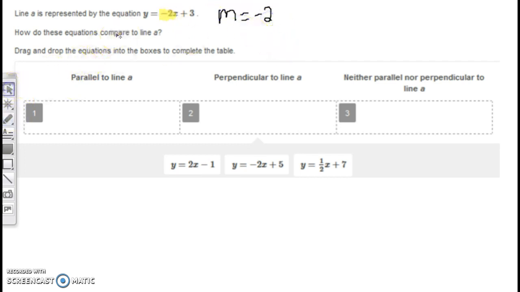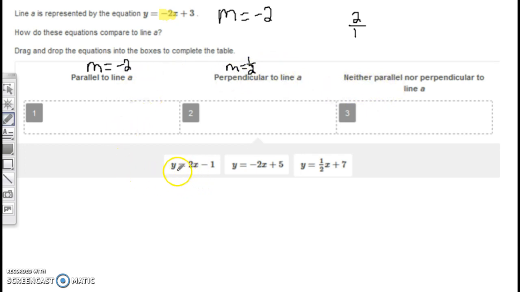Now for it to be parallel, it has to have the same slope. So I'm going to make myself a note up here that for parallel, it has to be the same. For perpendicular, it has to be the opposite reciprocal, meaning we have to change the sign from negative to positive, and we have to flip it. And flipping it is kind of confusing when you have a whole number. So let me just mention, there's always a 1 underneath a whole number. So if you flipped 2 over 1, it would become 1 over 2. And then neither just wouldn't be either of those.